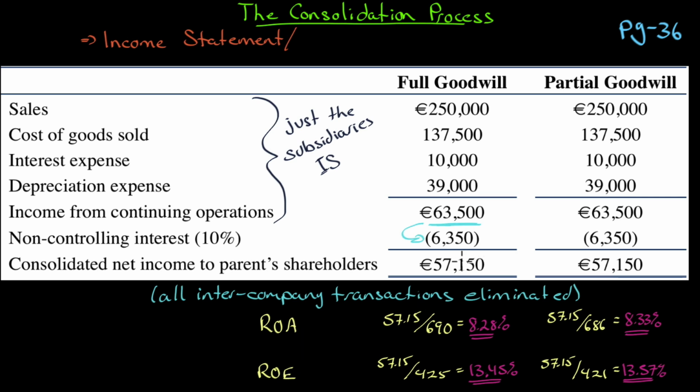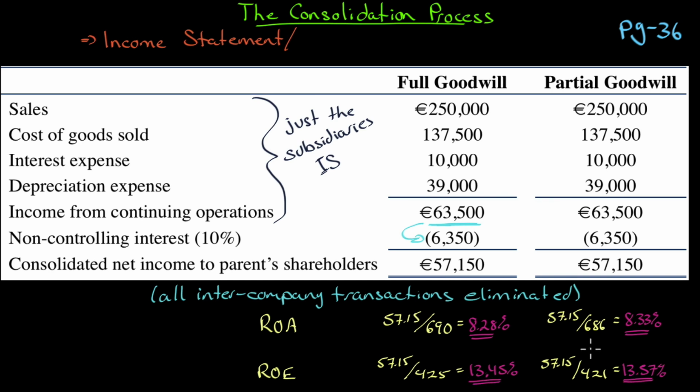So without combining, let's just look at the 57,150 under full goodwill and partial goodwill. And again, I want to stress this is just the subsidiary's income statement. If we looked at return on assets, under full goodwill, you'll recall the assets were 690. Under partial goodwill, they were 686. Well, 57.15 divided by two different denominators gives us different ratios, 8.28 versus 8.33. Return on equity we can see is 13.45, 13.57.